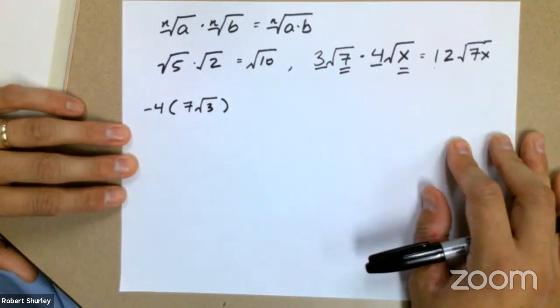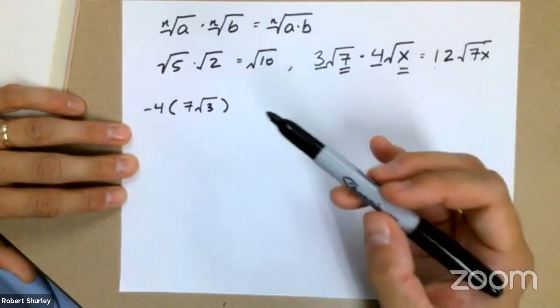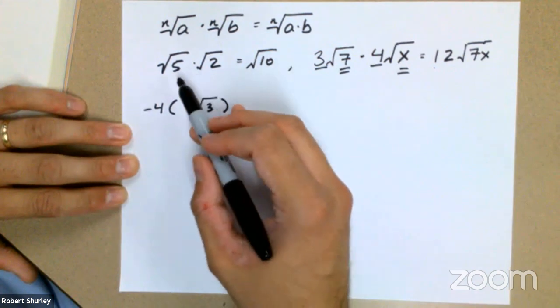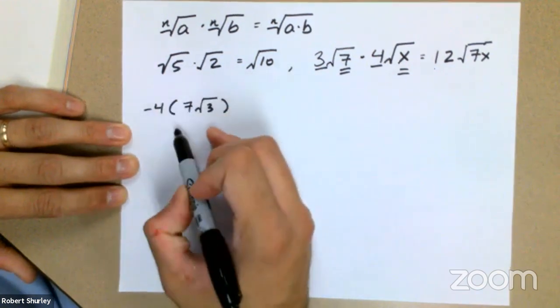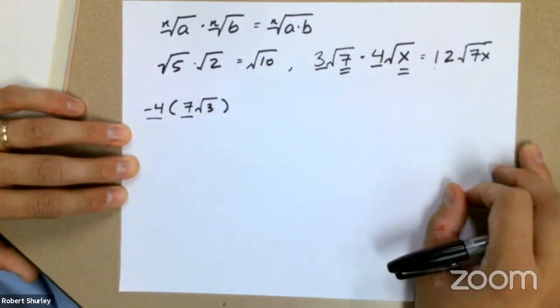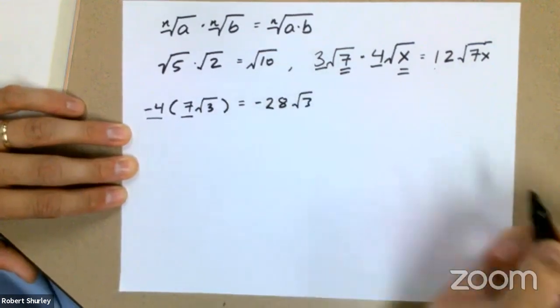-4 times 7 square root of 3. Now, if we had something like this, you don't distribute it to both parts. That's not how this works. To multiply under the radical, you've got to start with the radical. So since this is just an integer without a radical, you would multiply it to the coefficient, okay? So this winds up being -28 square root of 3.